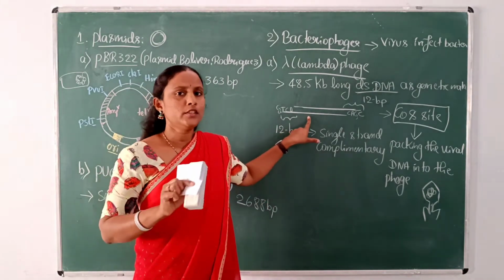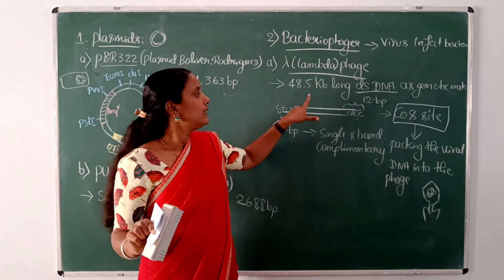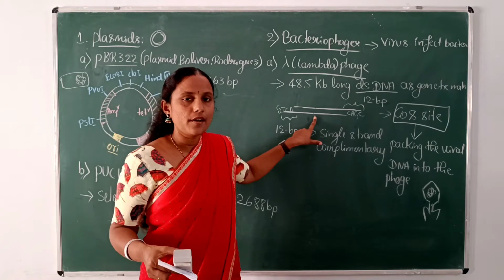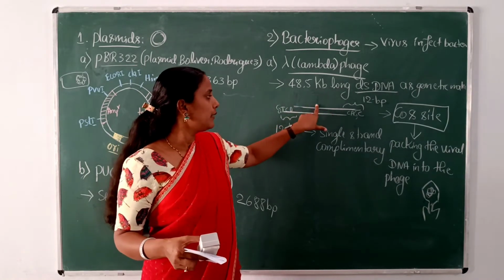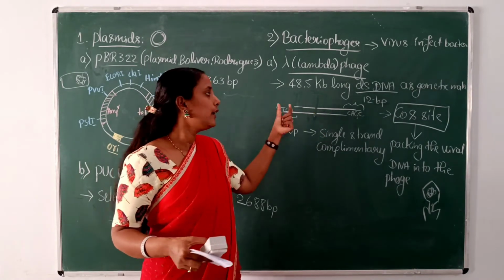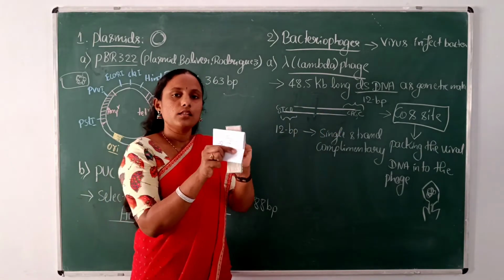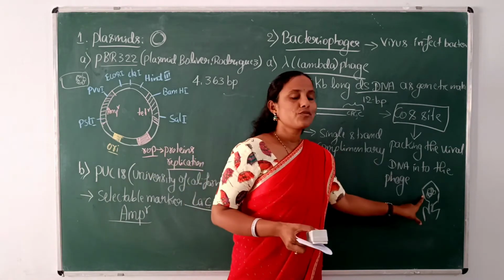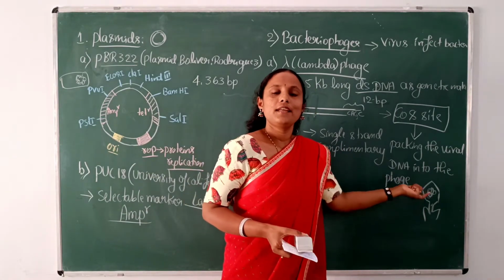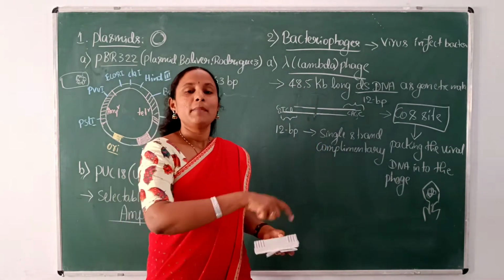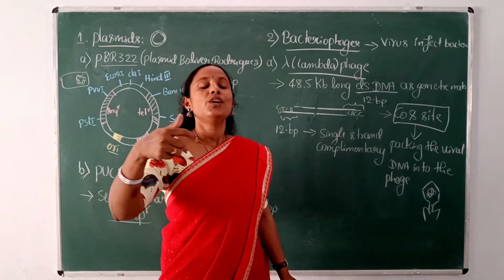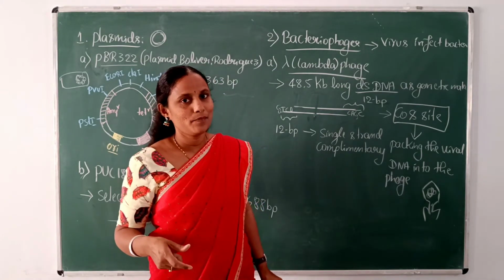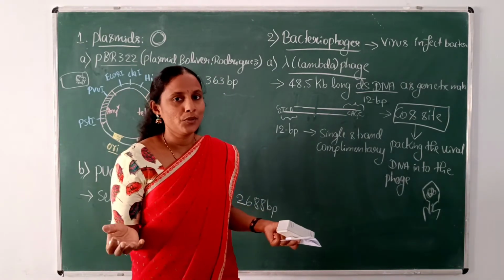Here the cos site remains as such, then the DNA is treated with any restriction enzyme of our interest, and the gene of interest is introduced here, and because of the cos site, the DNA gets packed into the phage head easily. Then the bacteriophage is made to infect the bacterial cell, so that the further steps are as we know.